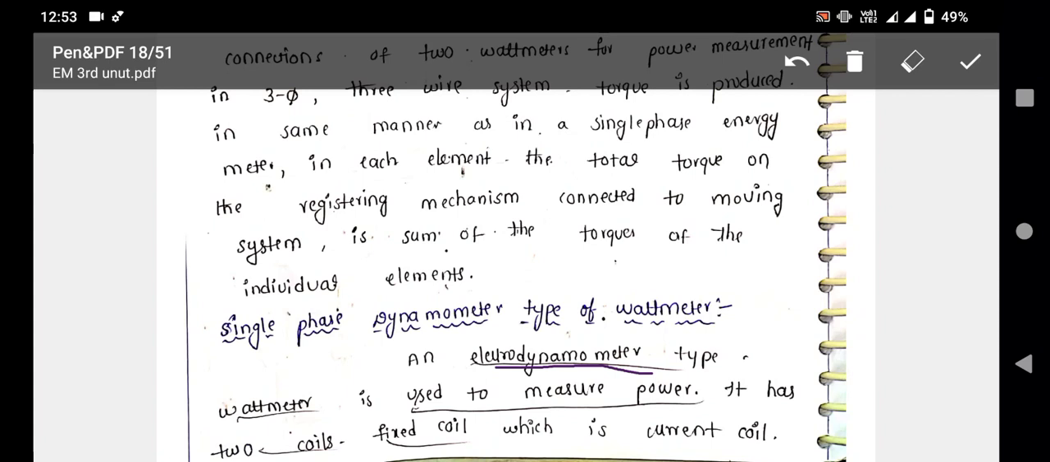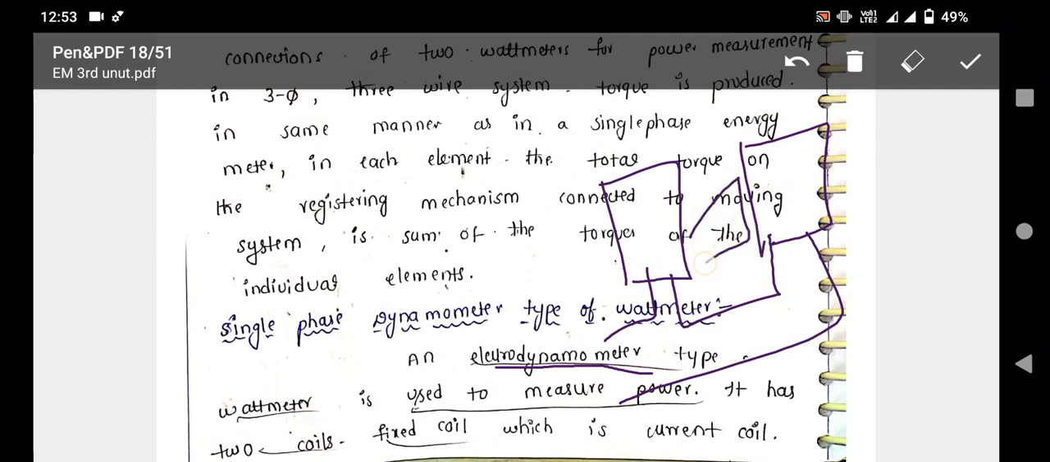Dynamometer type instruments, as you already know, have a fixed coil. The fixed coil is divided into two parts, and it is connected in series. There is also one pressure coil. This is a dynamometer type instrument, with one moving coil.